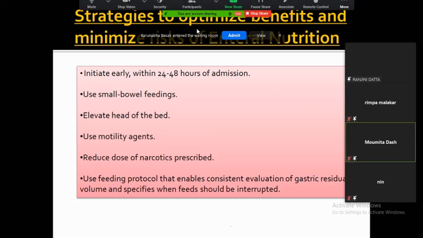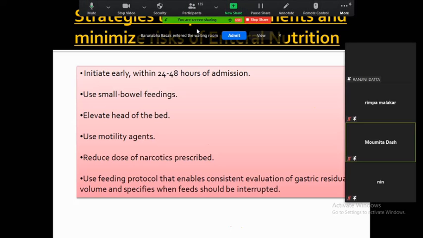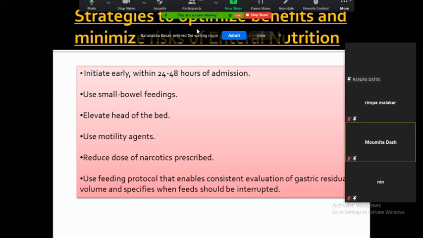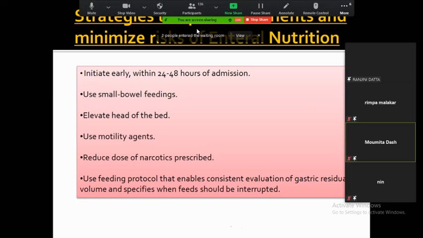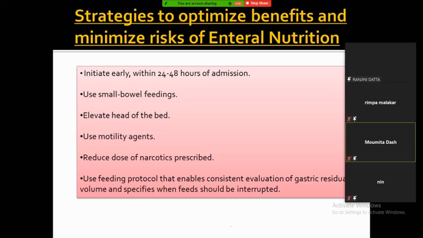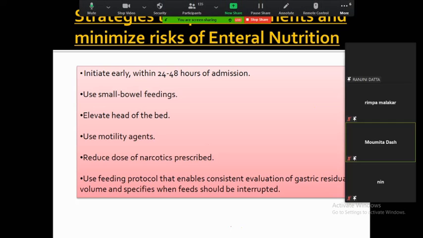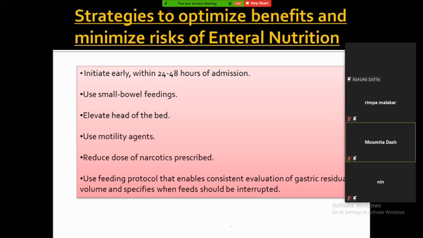A quick recapitulation of everything I've been saying so far. It is always advised to start early enteral nutrition within 24 to 48 hours of admission. We can think of using small bowel feeding if nasogastric feeding is contraindicated. Elevation of the bed head. Use of motility agents can help in maintenance of peristalsis, and reducing those narcotics which induce unconsciousness.